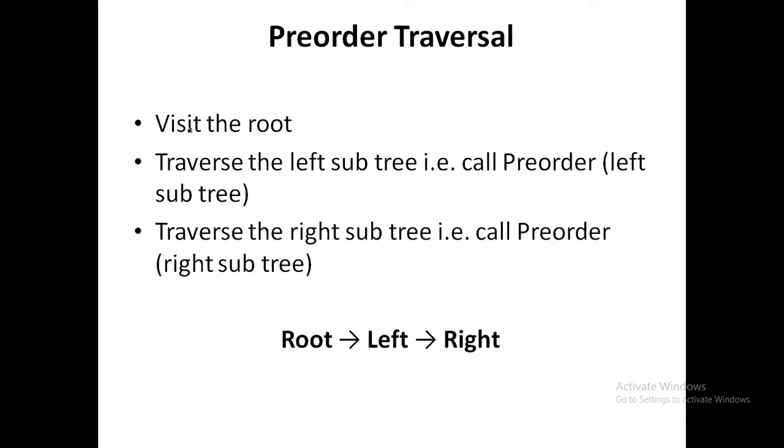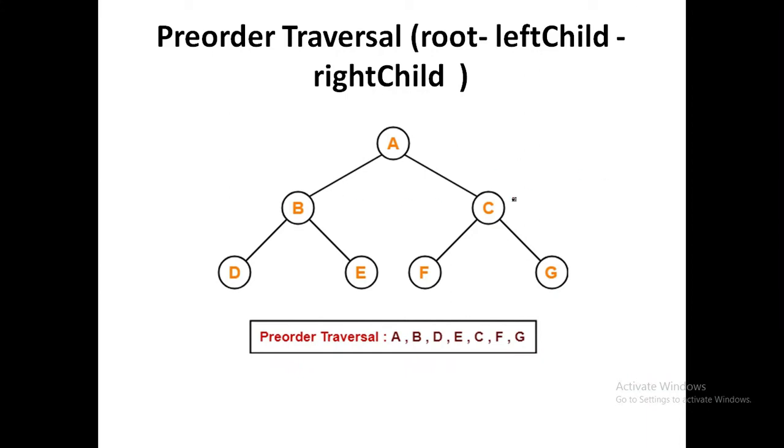Pre-order traversal means first we have to visit the root node. After that we traverse the left subtree of the root by calling a recursive function. Then we traverse the right subtree of the node by calling a recursive function. So the order is first visit the root, after that the left child, after that the right child. Consider this example. Now we are going to write the pre-order traversal for this tree.